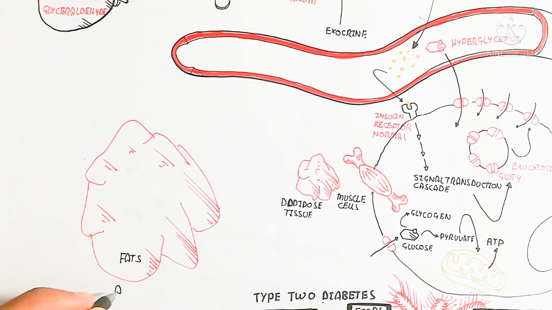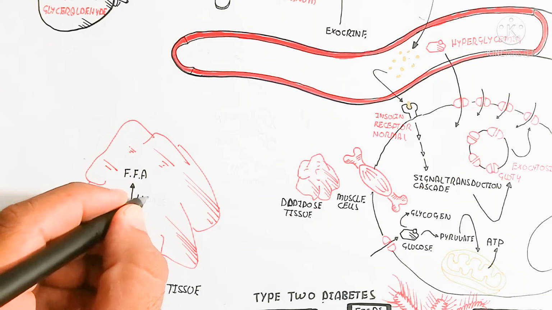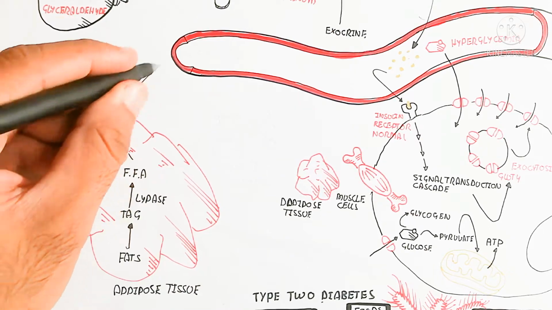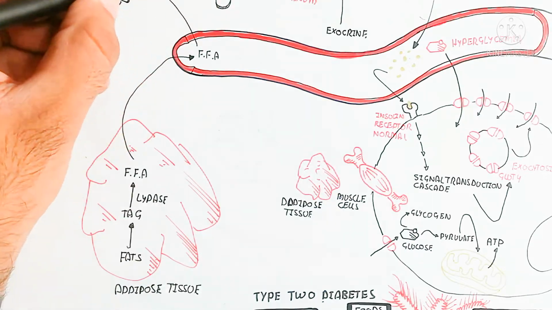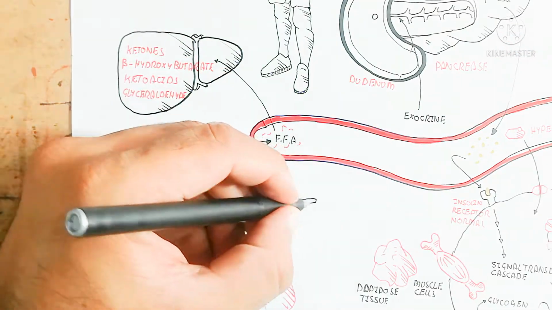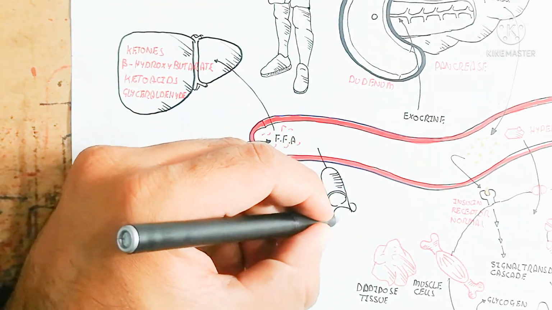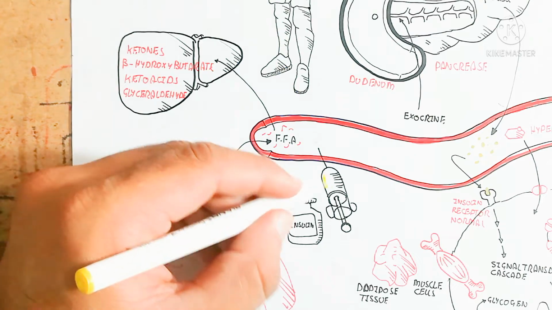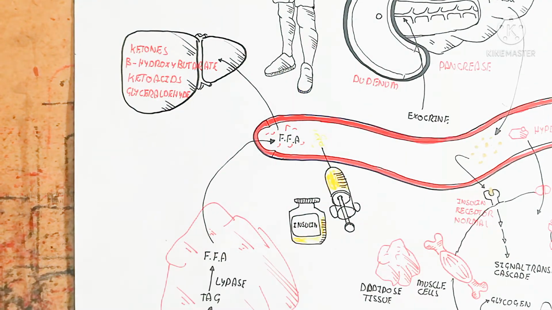So let's begin to understand what the ketone is. Here is the fat, in the form of adipose tissue, which will be converted by the lipase enzyme from triacylglycerol to monoacyl and free fatty acid. This free fatty acid moves into the blood circulatory system, and after this movement goes into the liver and is converted to ketones: beta hydroxybutyrate, keto acid, and glyceraldehyde. And in this way ketoacidosis will occur.